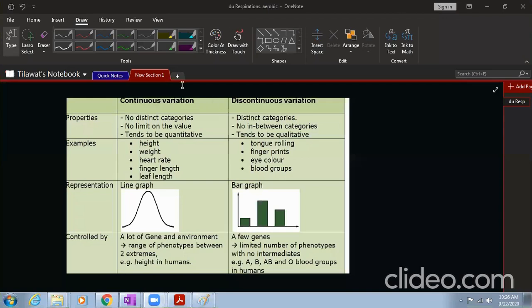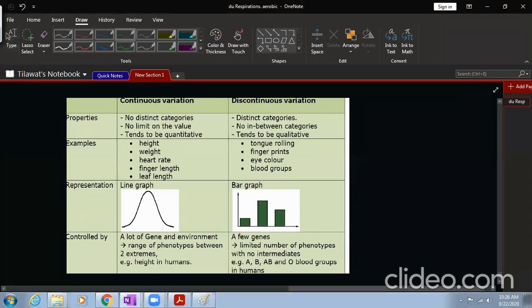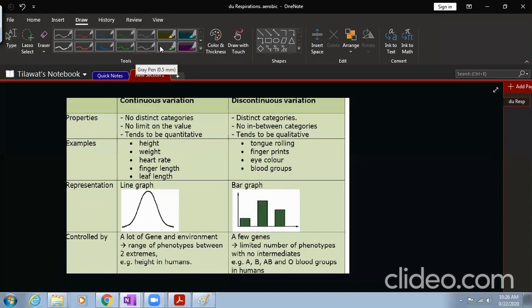Now, the difference between continuous variation and discontinuous variation. The first thing is, in continuous variation, there is no distinct category and no limit on the value, and it tends to be quantitative. What is it?